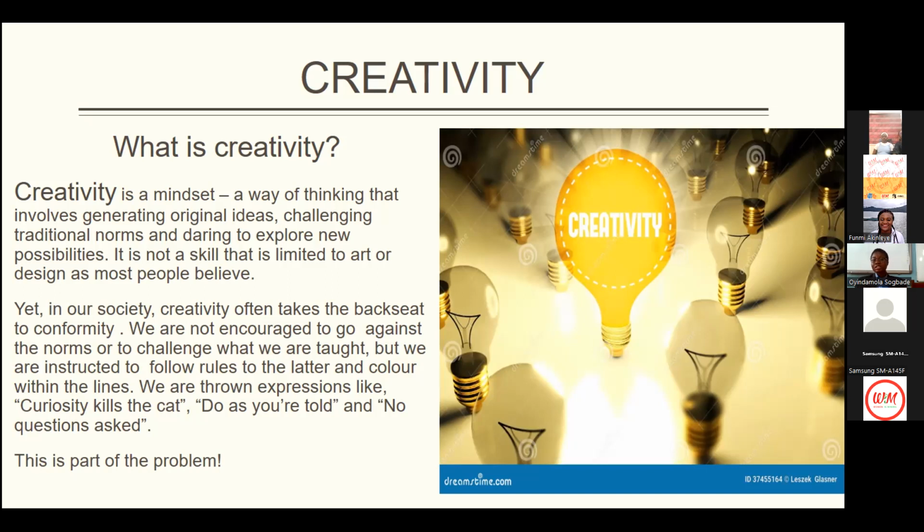We are thrown expressions like curiosity killed the cat, do as you are told, no questions asked. This is part of the problem. The most groundbreaking innovations that man has ever had were made by people that did not follow the norm. They were made by people that went against everything that they had known to be correct and true. They were made by people that did not play it safe. We should realize that we should not conform to the rules and the norms and follow the tide or follow the crowd. We should ask questions.